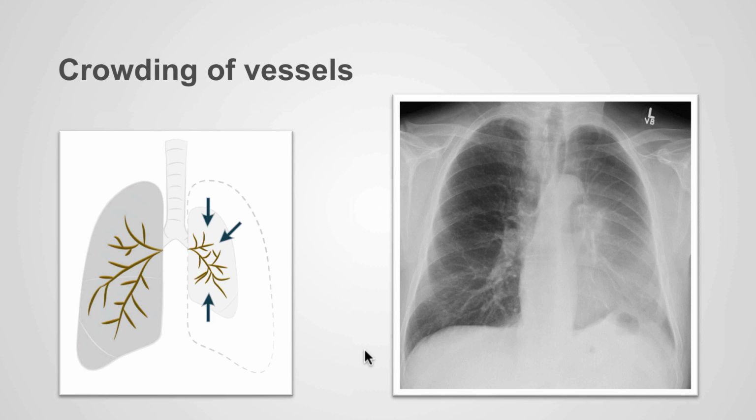With lobar collapse, we also lose the normal appearance of the central hilar vessels and the branching pattern of the vessels. Here we have a normal pattern on the right, whereas on the left we see very thin vessels that are extending to the hilar region. This is because these vessels are stretched by the collapse.